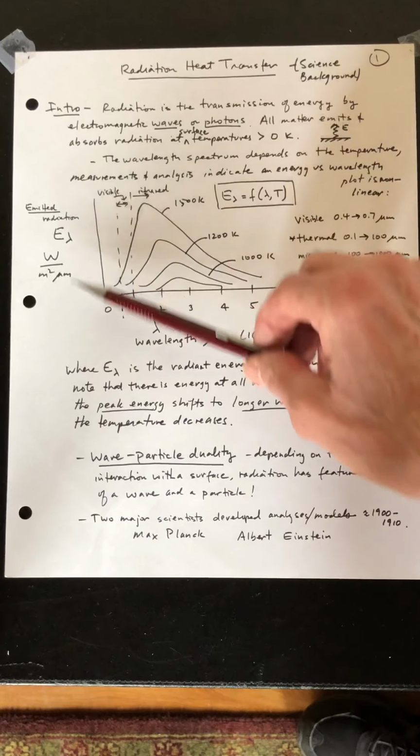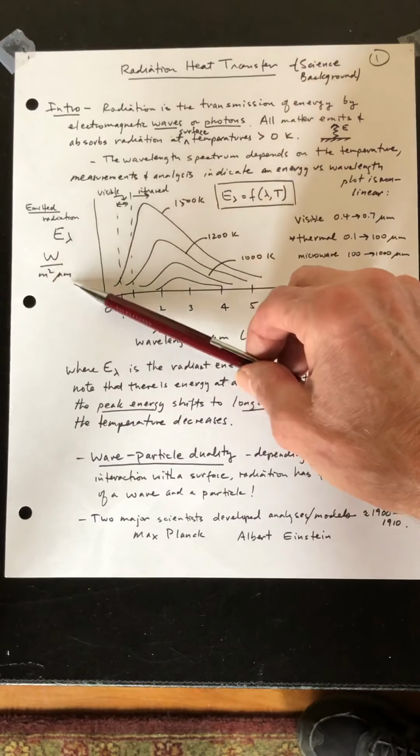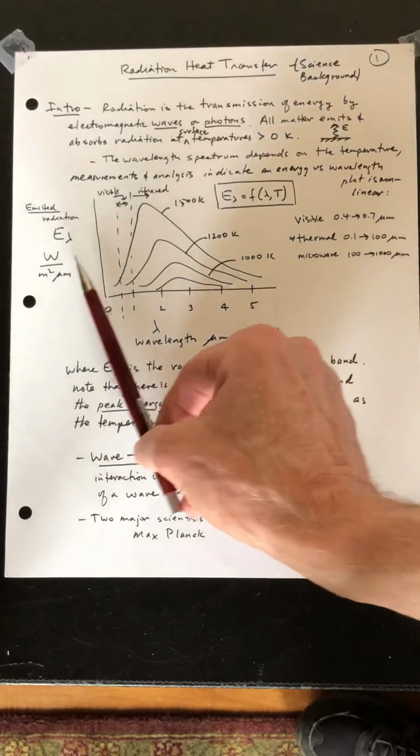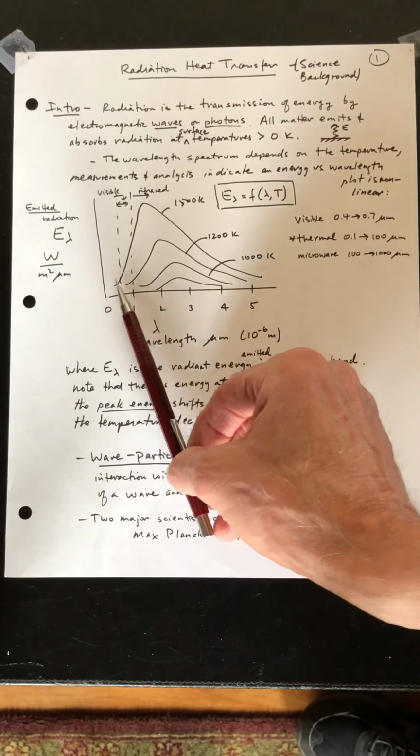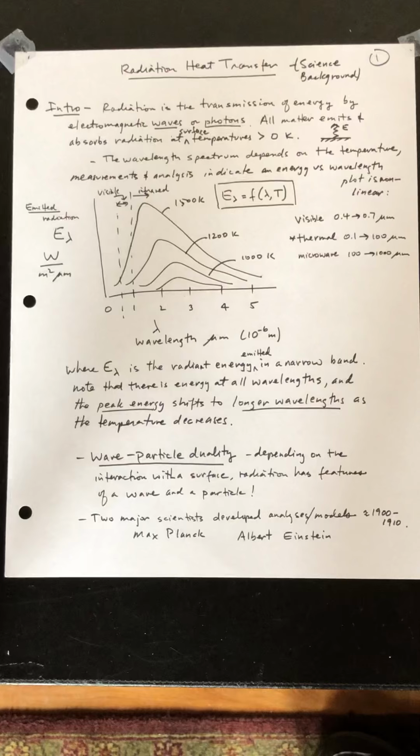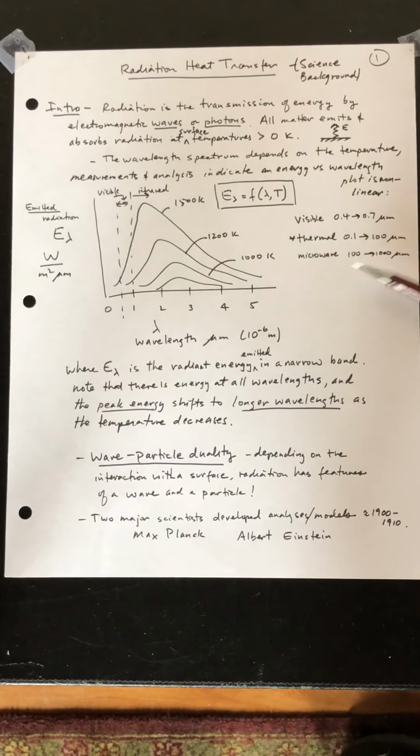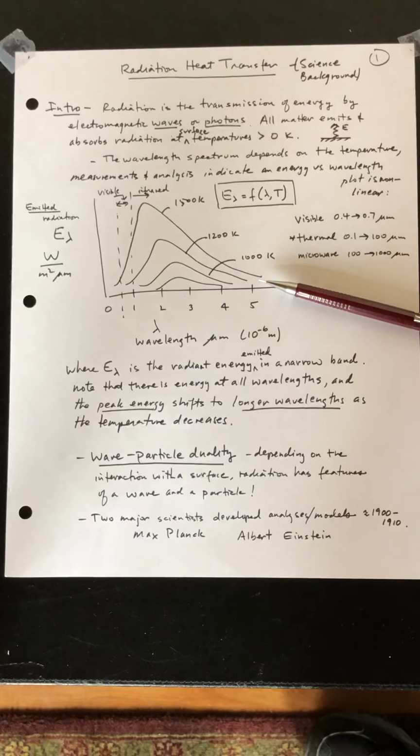The units of emissive power are watts per square meter per micron, and that's basically just looking at a little narrow window which will integrate out. In the visible, the radiation is between 0.4 and 0.7 microns. Thermal radiation is defined from 0.1 all the way to 100, and that's what we're primarily concerned about in heat transfer. And the microwave, just as a reference, would be 100 and higher, so it's very, very low energy.